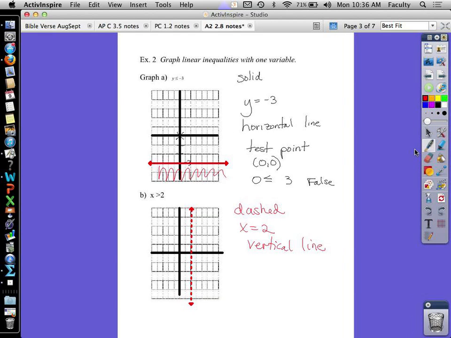Then, Elena, what is step 3? Okay, use a test point. Now, the test point, remember, has to be not on the line. 0, 0 is our favorite one, but if the line goes through 0, 0, you have to pick another point, and there's infinitely many to choose from. So I'm getting 0 is greater than 2. So Henry, is 0 greater than 2?